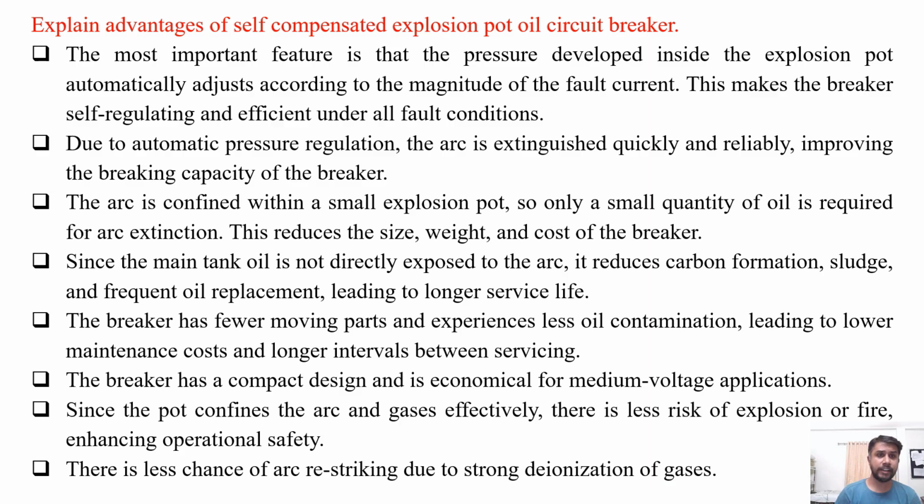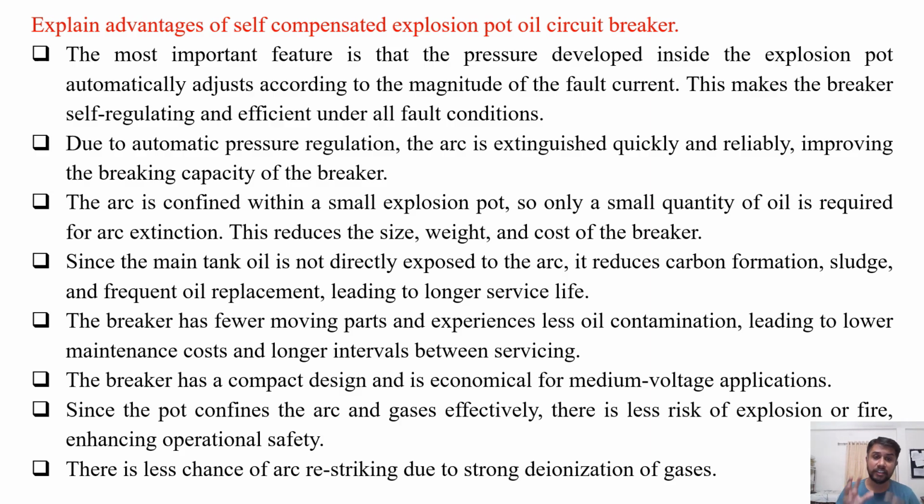Explain the advantages of the self-compensated explosion pot oil circuit breaker. The most important feature is that the pressure developed inside the explosion pot automatically adjusts according to the magnitude of the fault current. This makes the breaker self-regulating and efficient under all fault conditions. Due to the automatic pressure regulation, the arc is extinguished quickly and reliably, improving the breaking capacity of the breaker.